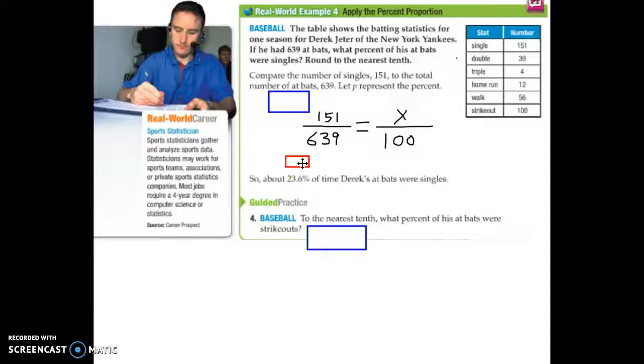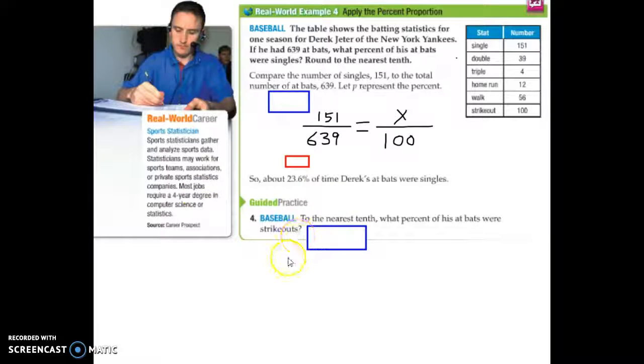Because he was also on base for doubles, triples, and home runs, and walks. So he got on base a lot. Great player. So 23% of the time he would get a single. 23.6 is pretty close to 25%. So 1 out of every 4 at bats, Derek Jeter is getting a single. About. Okay, a little less, but about.